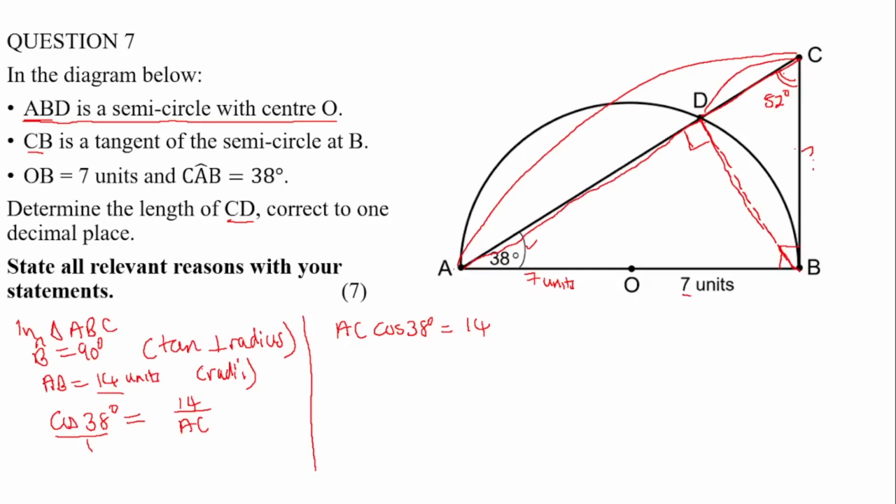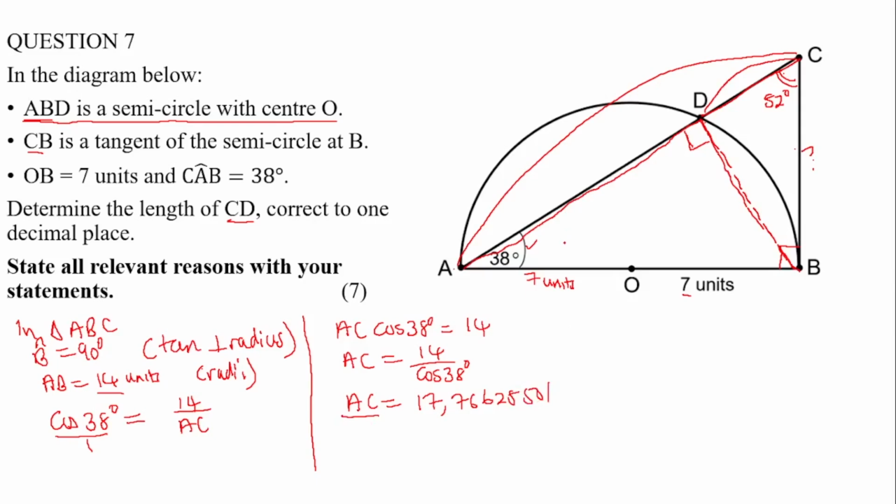Or you can say you're multiplying by AC on both sides. Then to get AC, we have to divide. Okay, divide by cos 38 on both sides of the equation. Then we get that AC is equal to 17.76625501. Okay, that's AC. Right.